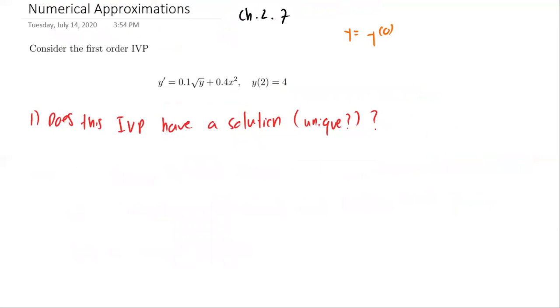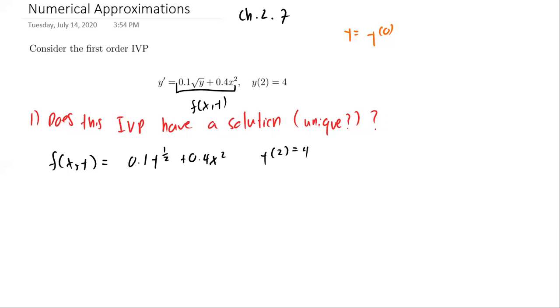So let's apply this to our problem here. In this case, it's already in the right form. We have y prime by itself, so this thing here will be our f of x, y. So what's the first thing we want to do? We know what f of x, y is, so I'm just going to write it here again. This is 0.1 y to the 1/2 plus 0.4 x squared. And again, we have the initial condition, y of 2 equals 4.